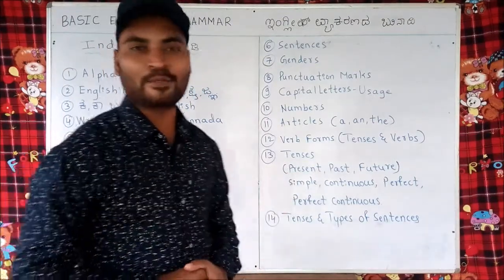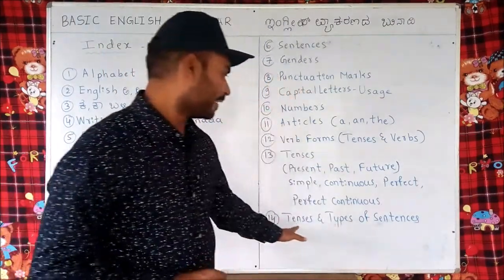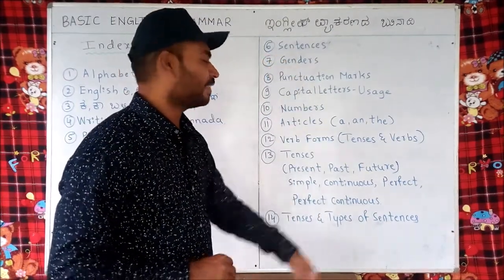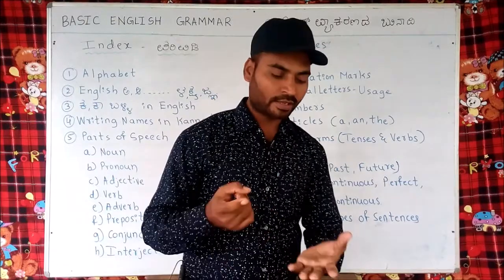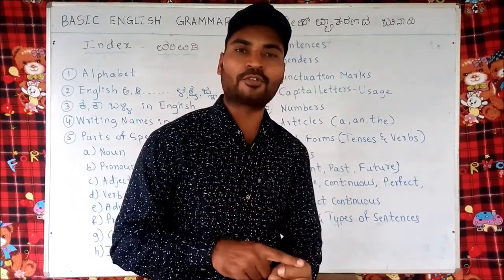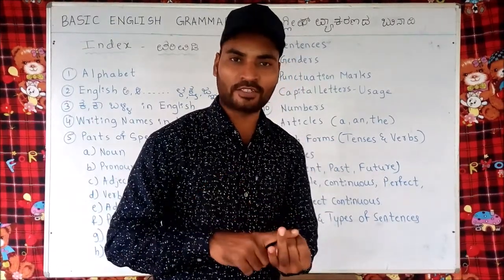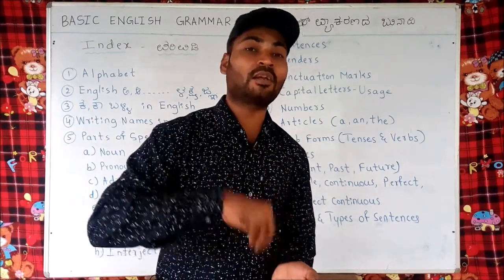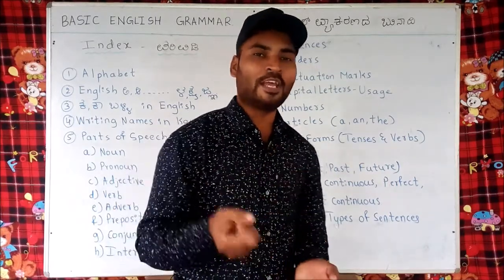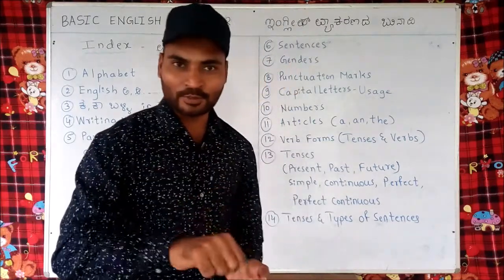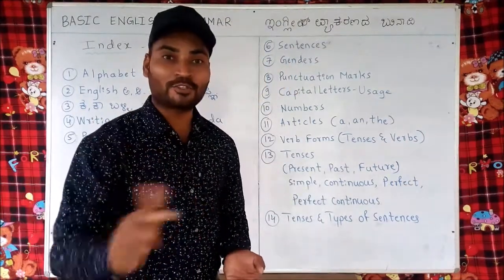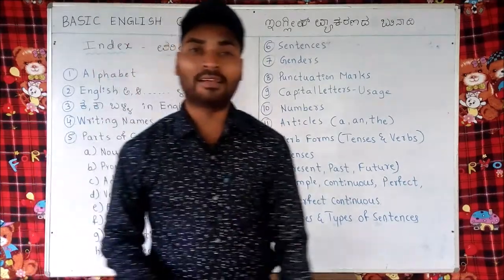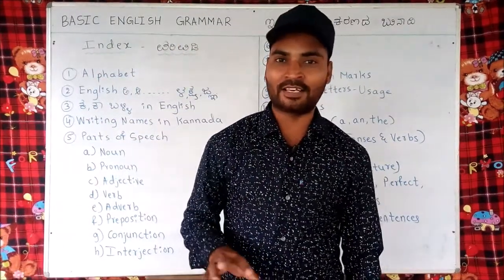Then tenses and types of sentences. Here another type of sentences we study. Here one type of sentences we studied, and here another type of sentences we study. Positive sentences, negative sentences, interrogative SR type, interrogative WH type. In interrogative SR type and WH type also there are 2 types. Interrogative SR type, positive and negative sentences, interrogative WH type, positive and negative sentences. And all these lessons we study in basic English grammar.